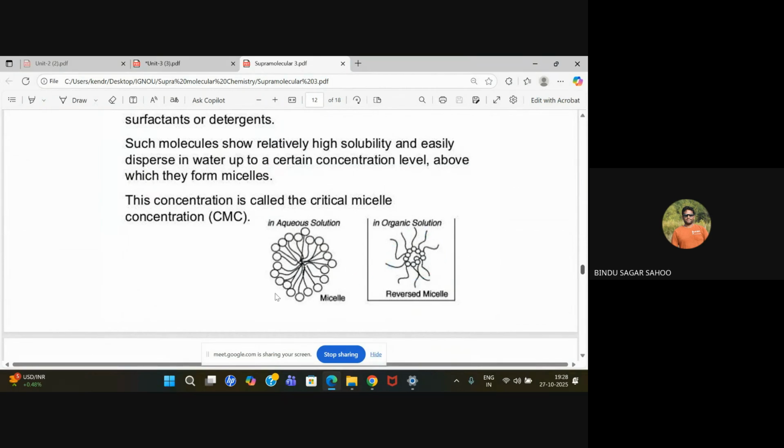In an aqueous solution, the micelle formation looks like that. If you take any organic solution or non-polar solvent, then the structure will be reversed. Here we can say the center part will be the hydrophilic environment, surrounded by the hydrophobic part.